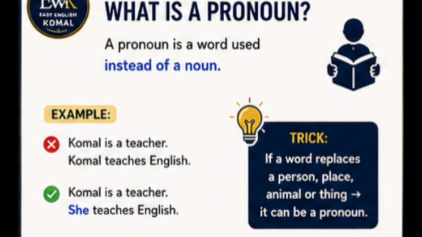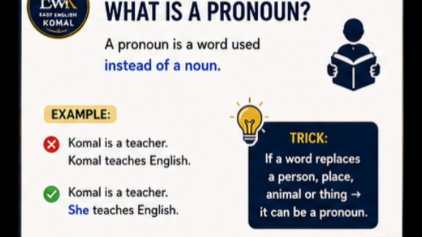Komal is a teacher. Komal teaches English. You can see in this sentence there is a repetition of Komal and Komal again. So to avoid this repetition, we can say: Komal is a teacher. She teaches English. So here we use "she" in place of Komal, because Komal is a girl. So for a girl we use the pronoun "she". So this is called a pronoun.